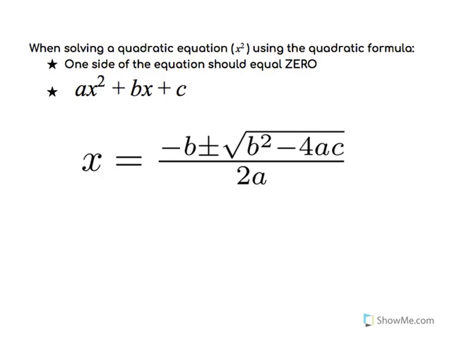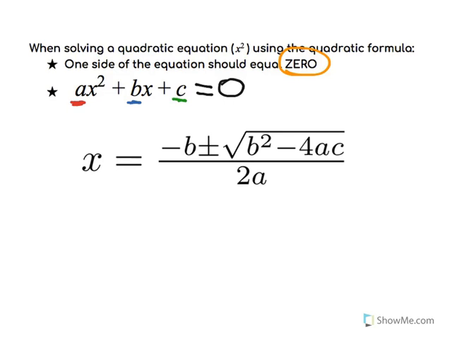When you're solving using the quadratic formula, you want to make sure that one side of your equation is always equal to 0. So you'll have a quadratic equation that looks like ax squared plus bx plus c equals 0. Your number in front of x squared is a, the number in front of x is b, and then your constant is c. And then this is your quadratic formula.